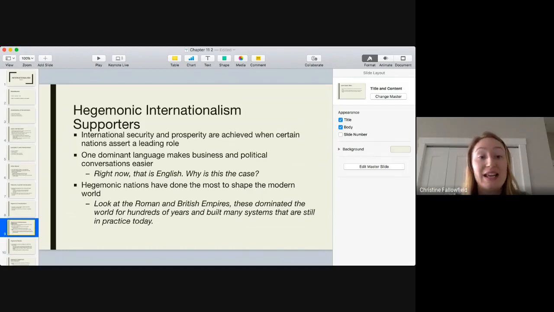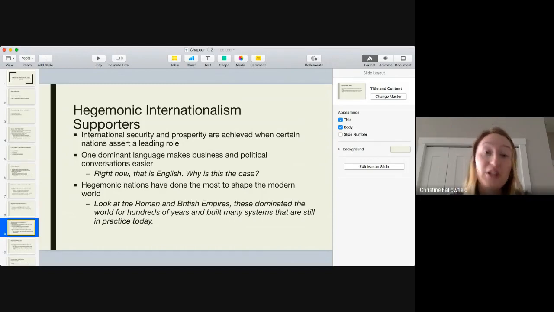Another supporter would say that one dominant language makes business and political conversations easier. And we know from Social 10 and our legacies of historical globalization that the British were one of the world's most successful supervillains, and they almost took over the whole world. And that's why the dominant language of commerce is English. It continues to be perpetuated by an enormously hegemonic superpower in the United States, where the dominant language is also English.